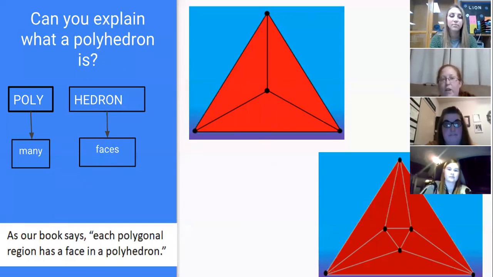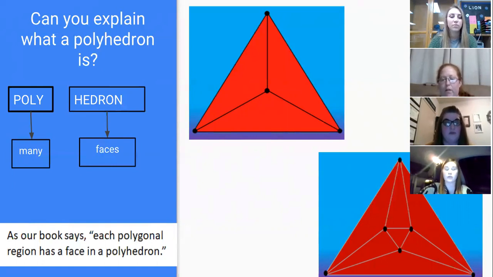Chelsea, can you explain what a polyhedron is? Yes, it's actually pretty simple. If you break the word down into two different parts, you have poly and then you have hedron. Poly is another word for many, and hedron is another word for faces. So if you put that together, it's going to be a shape that has many faces.